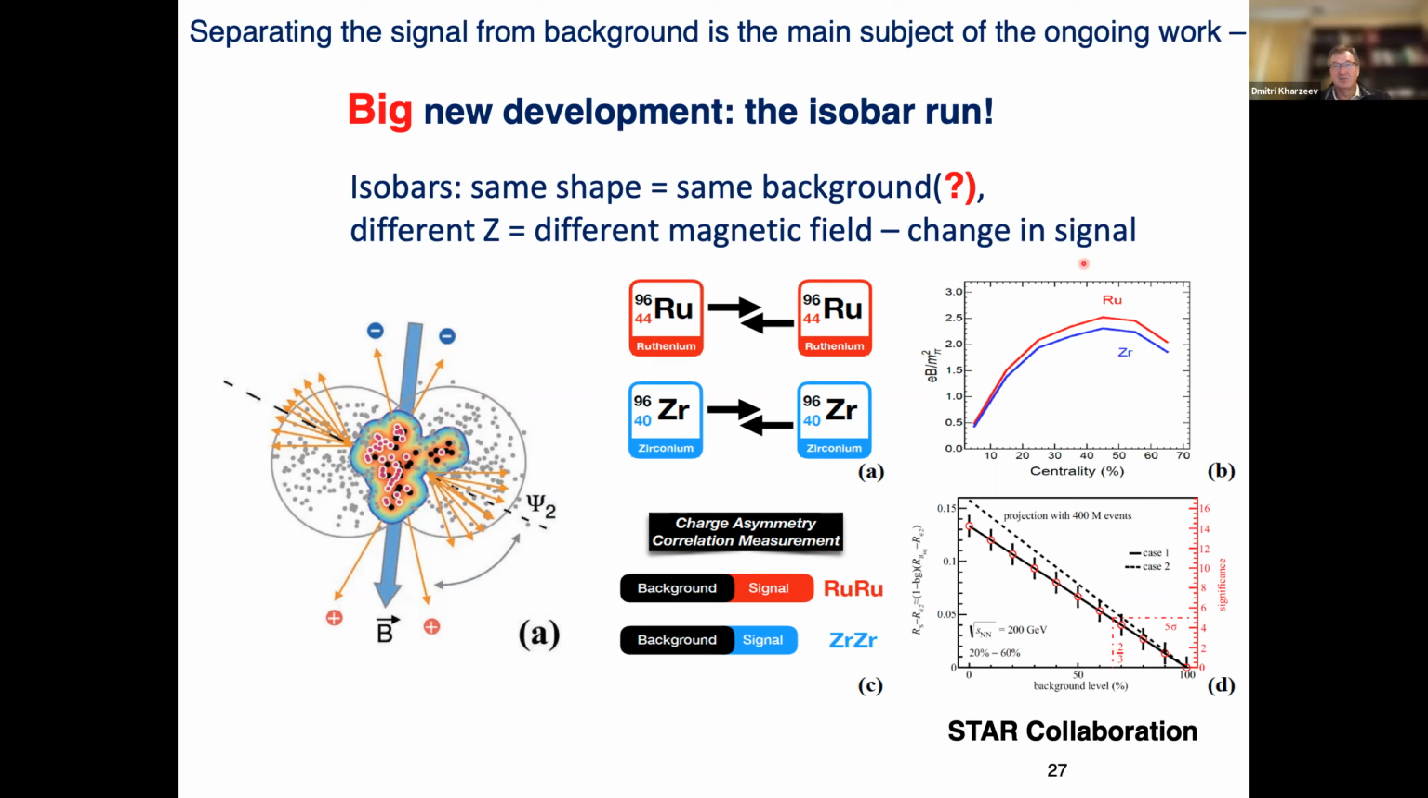So it's a beautiful idea, and it was a truly heroic effort, not just by STAR experimentalists, but also by accelerator people to really develop these sources of ruthenium and zirconium. The run was extremely successful. You can see that the projection was made with 400 million events, but in reality, 3.8 billion events were recorded. So I think it's the cleanest, largest sample of heavy ion collisions that we ever had in history.